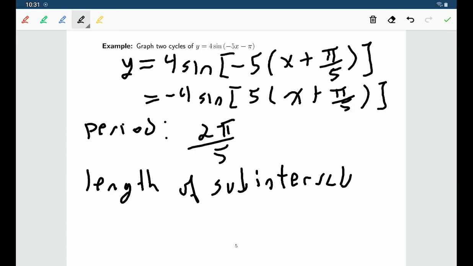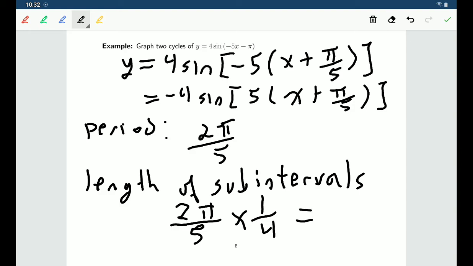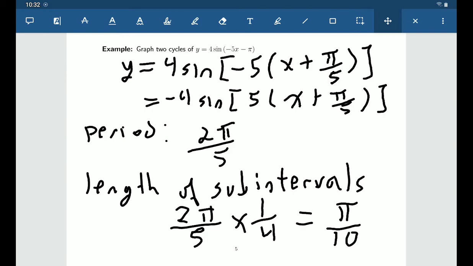And we do that by, remember, taking our period and dividing it into 4 equal-sized pieces, or in other words, taking our period and multiplying by a quarter, which once I simplify that, I find that the length of my subintervals is pi over 10. So in other words, my tick marks are going to start at x value of 0 and go up by pi over 10.